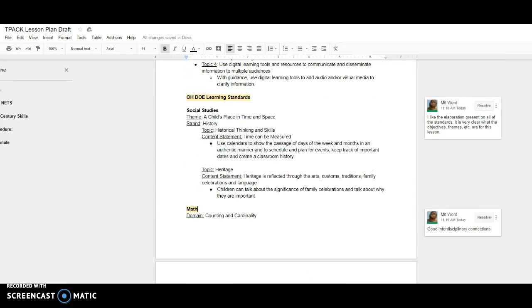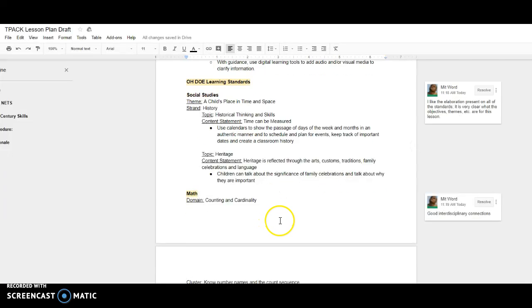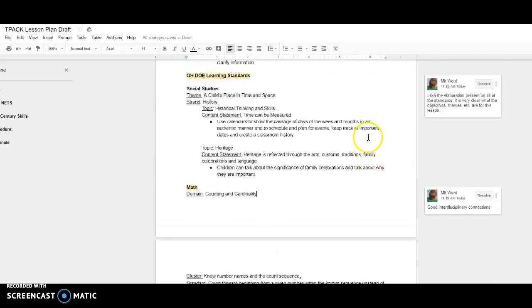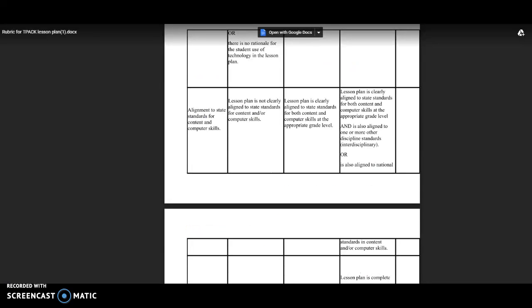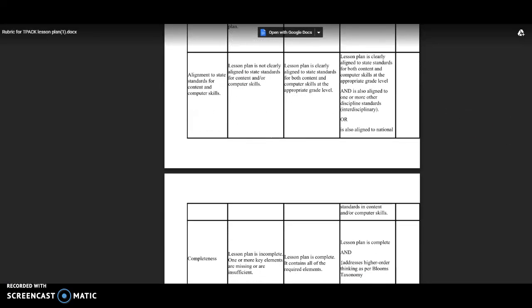They both work together. The standards that come into play here, such as using the calendars, counting, it all will later come into play inside the lesson plan. So all the standards are not here just for show. They're actually used inside the objective and the practice, etc.